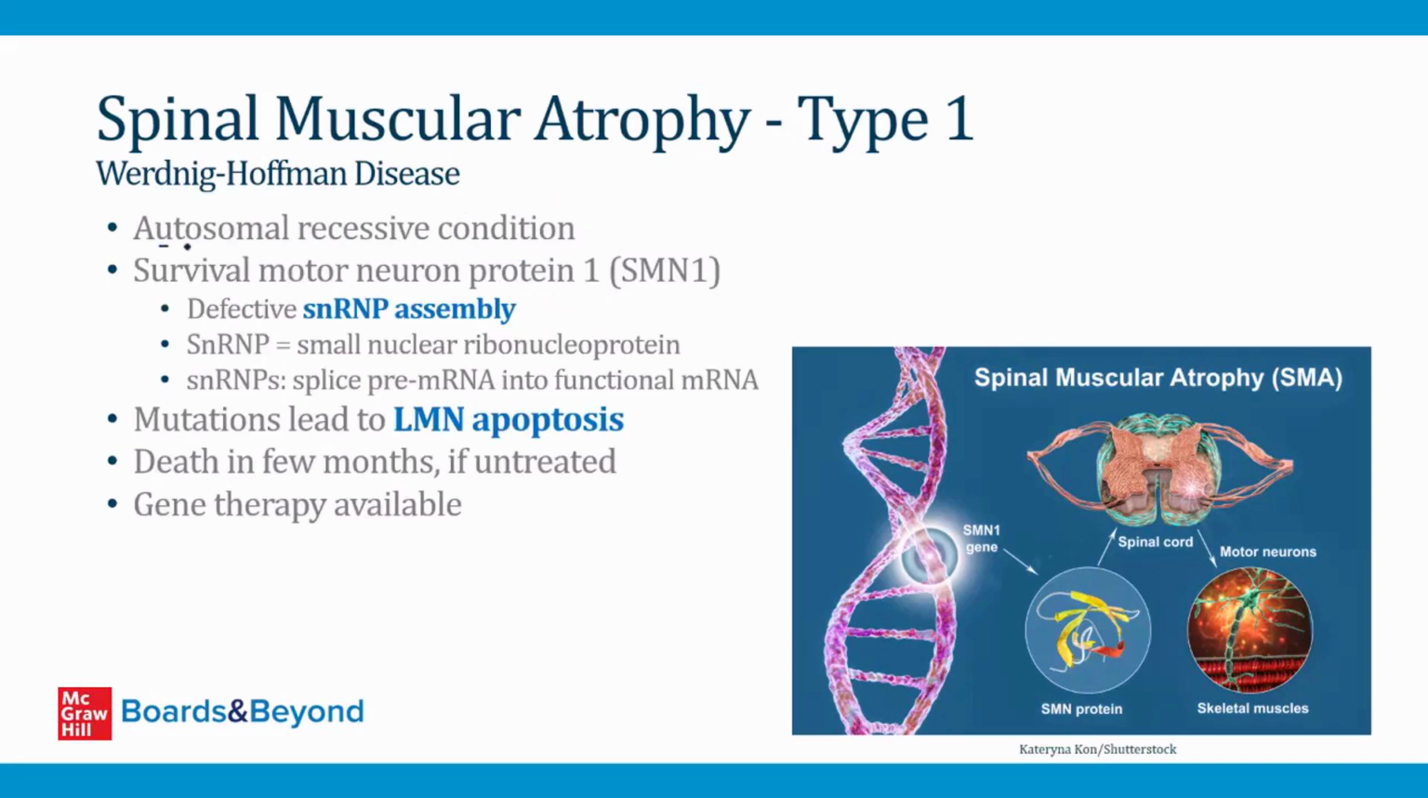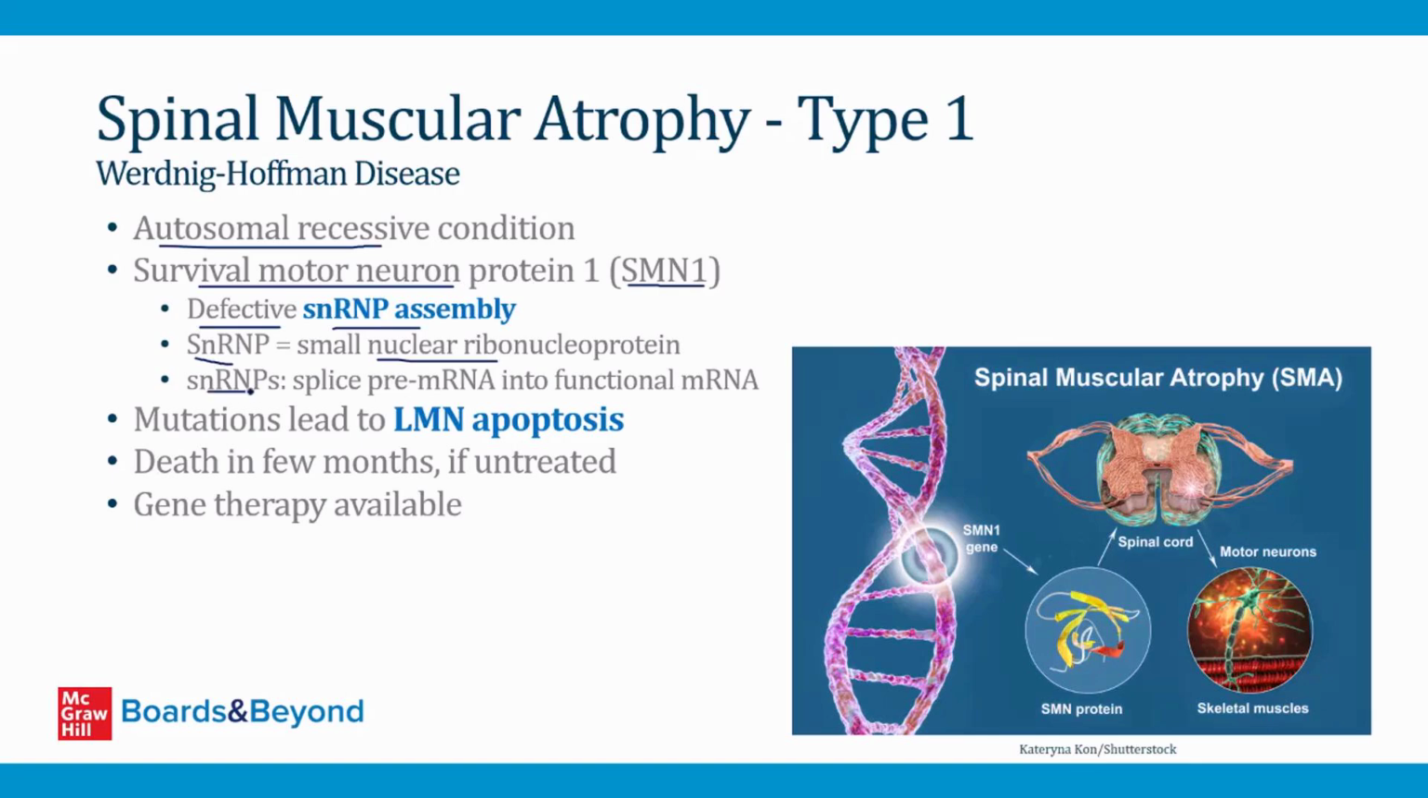Wernicke-Hoffmann disease is an autosomal recessive condition, so both parents have to be carriers of an abnormal gene. And the gene that's mutated in this condition is called SMN1. That stands for survival motor neuron protein 1. And when this gene is mutated, this leads to defective snRNP assembly. So let's talk about what an snRNP is. An snRNP is a small nuclear ribonucleoprotein.